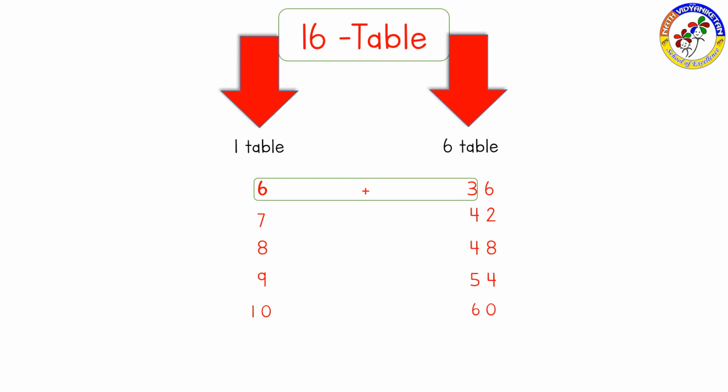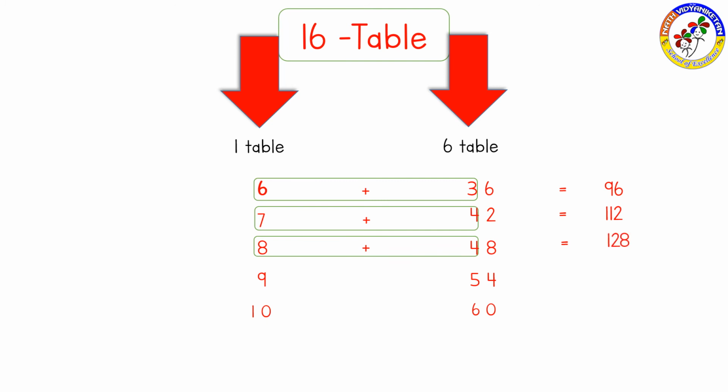So in the box, 6 plus 3 is there. 6 plus 3 how much? 9. And write 6 as it is. That is 96. Now 7 plus 4. 7 plus 4 is 11. And write 2 as it is. That is 112. Now 8 plus 4. 8 plus 4 is 12, and write 8 as it is. That is 128. Now 9 plus 5.